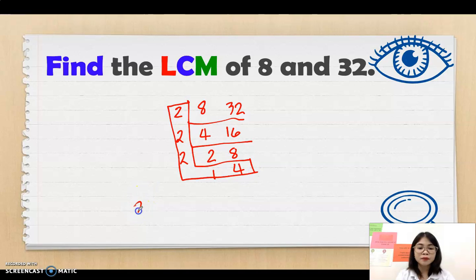So 2 times 2 times 2 times 1 times 4. Let's multiply. 2 times 2 is 4, times 2 is 8, times 1 is 8, times 4 is 32. Therefore, the LCM, or the least common multiple of 8 and 32, is 32.